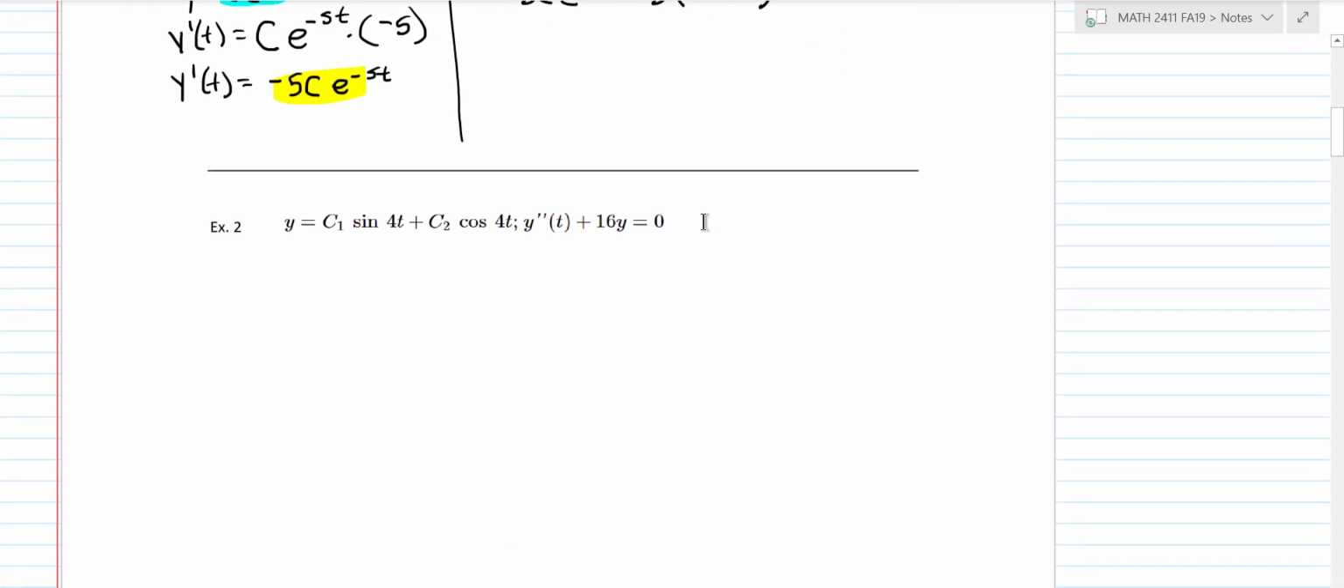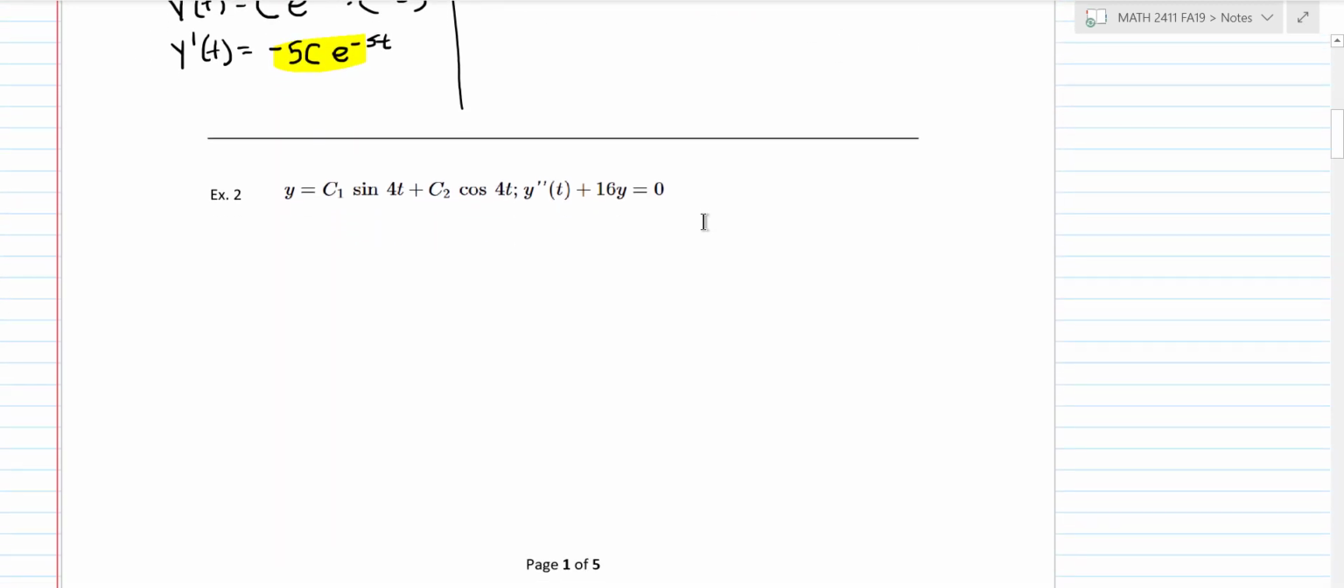Okay, let's try this next one here, and this one, we have a second order differential equation since we have the second derivative. And so that's the differential equation. The potential solution is this thing right here. All right. So again, what we typically do is start by finding the second derivative of this function. Okay, so we have y equals c1 sine 4t plus c2 cosine 4t.